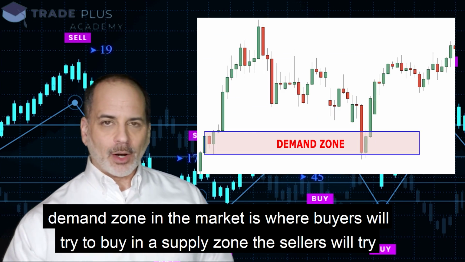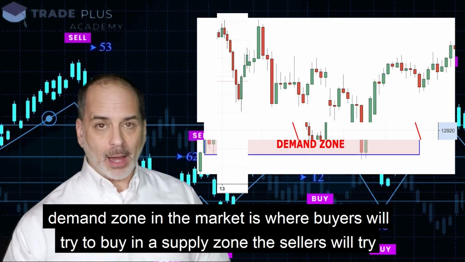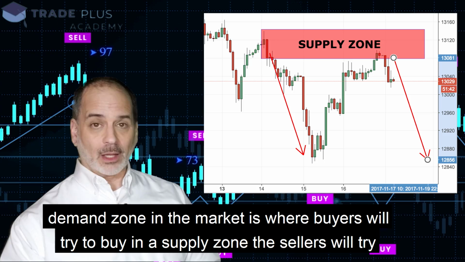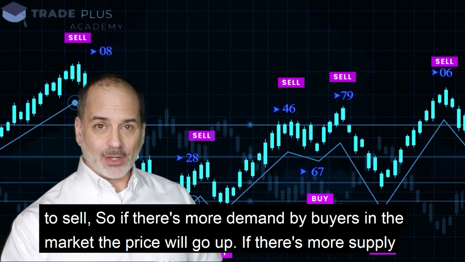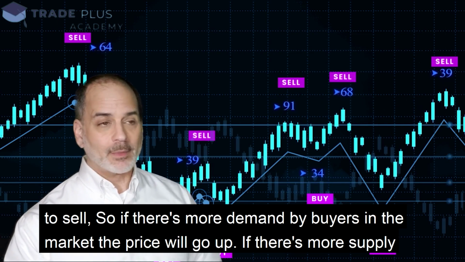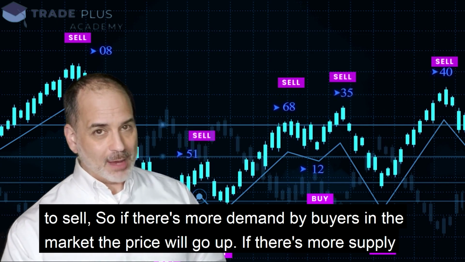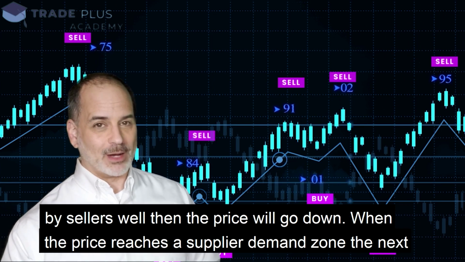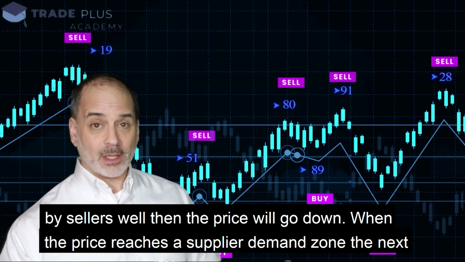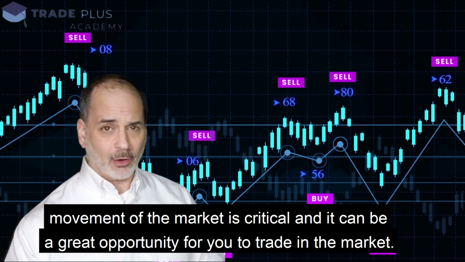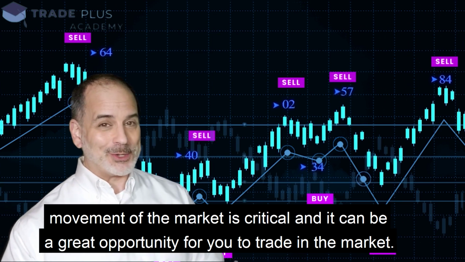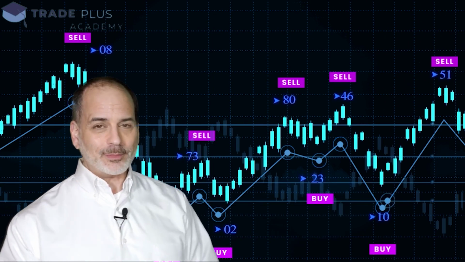A demand zone in the market is where buyers will try to buy. In a supply zone, the sellers will try to sell. So if there's more demand by buyers in the market, the price will go up. If there's more supply by sellers, well, then the price will go down. When the price reaches a supply or demand zone, the next movement of the market is critical, and it can be a great opportunity for you to trade in the market.